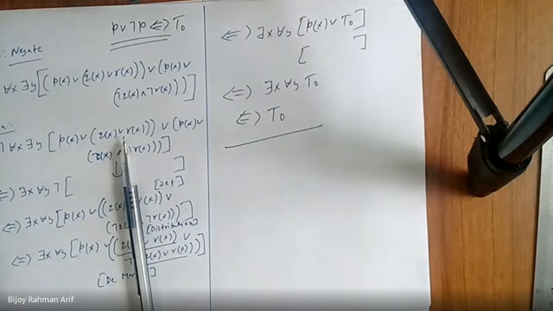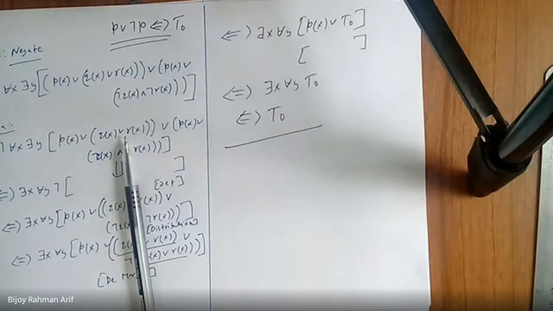So it would be always true, no matter what is the value of x or y. Done? Did you get it? Get the point? Sorry, confusion.